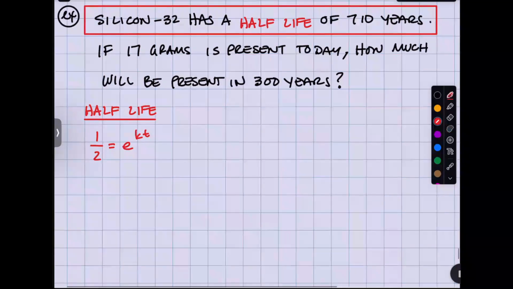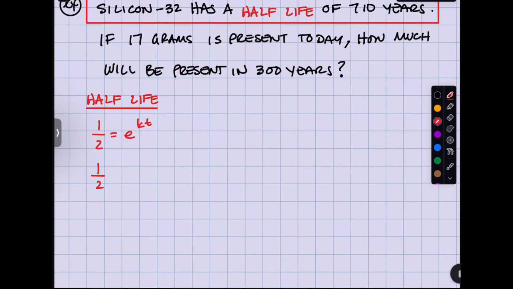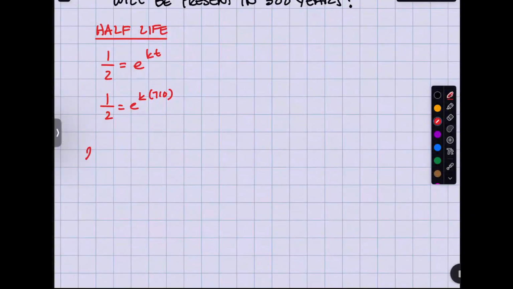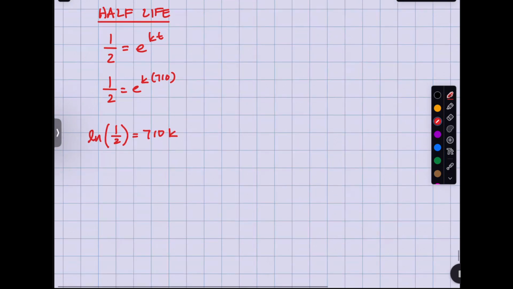So I'm going to say 1/2 equals e to the k times 710. So in other words, ln of 1/2 is going to equal 710 k. So that means k, or ln of 1/2 divided by 710 equals k. Is that true?